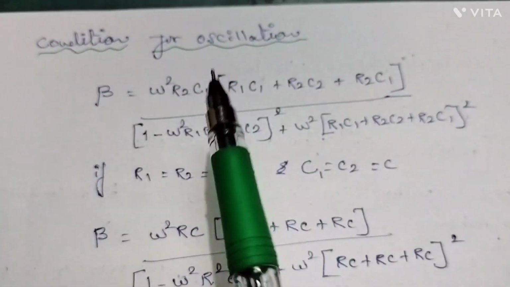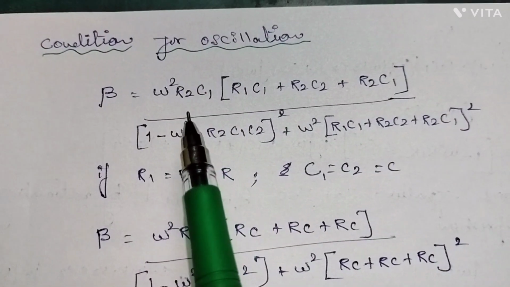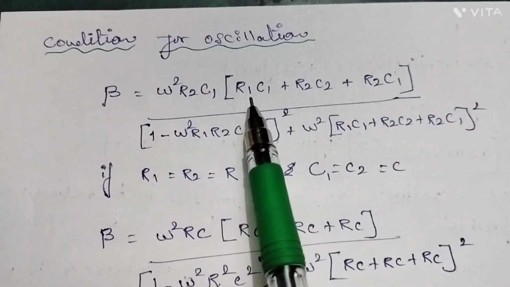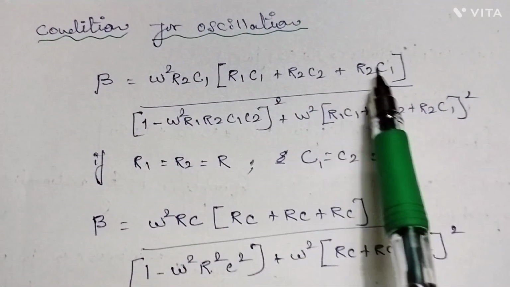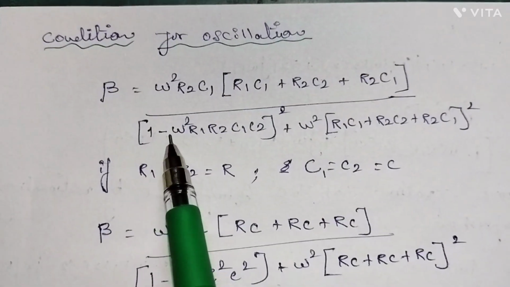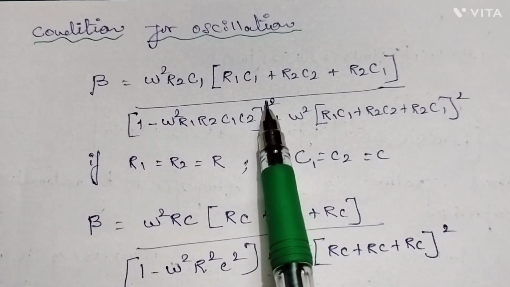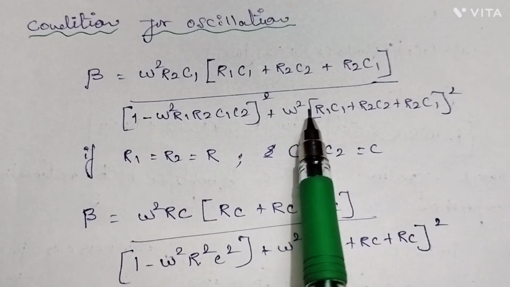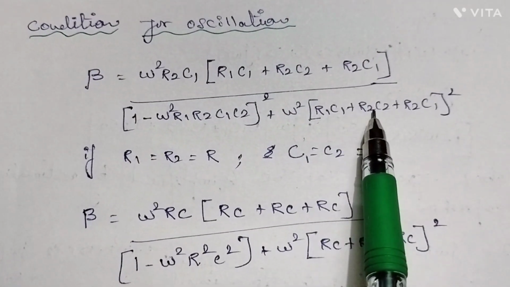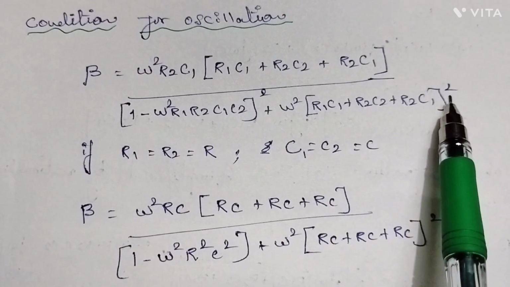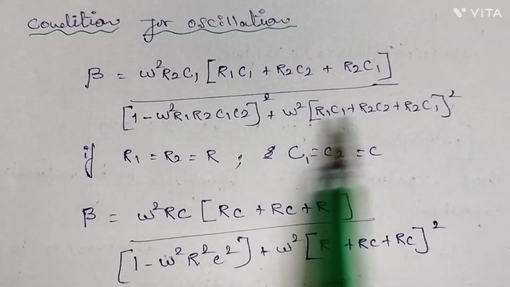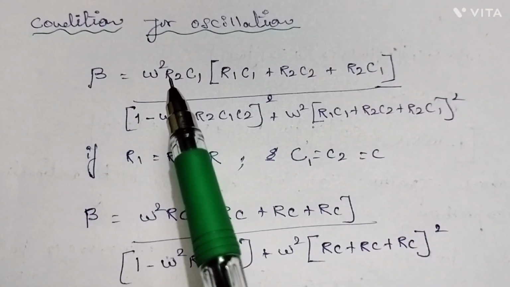Now the condition for oscillation: beta is equal to omega square r2 c1 into (r1 c1 plus r2 c2 plus r2 c1), whole divided by (1 minus omega square r1 r2 c1 c2) whole square plus omega square (r1 c1 plus r2 c2 plus r2 c1) the whole square. So for this, we equate the real part.